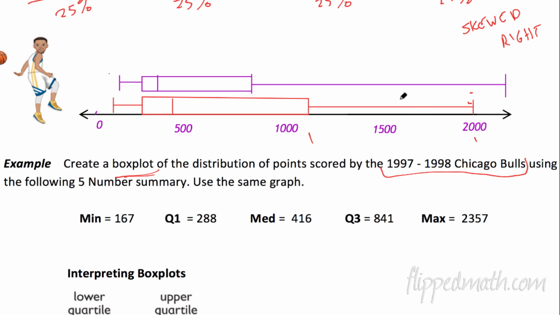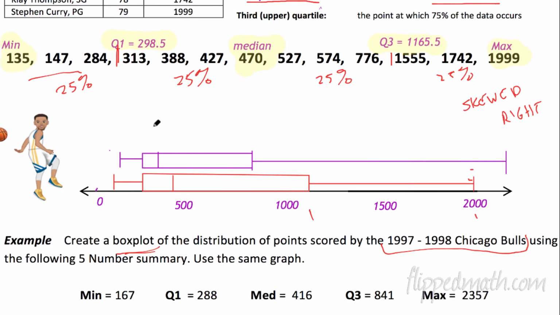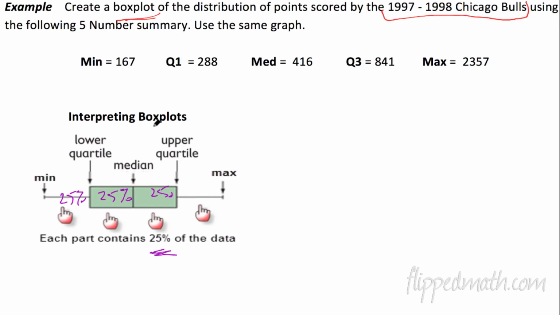Okay, and we can compare maximum values here, third quartile. So you can obviously see right here that the Chicago Bulls is more skewed than the Golden State Warriors, but they're both kind of skewed to the right.